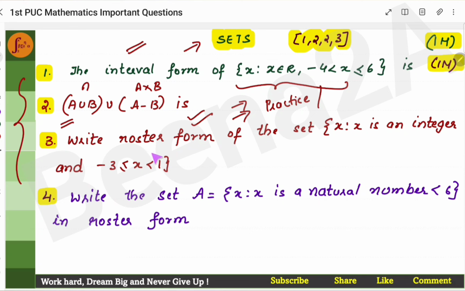Then another important question is to write the roster form of the set. You have to write this in the roster form. Next one is, you have been given a set which is defined this way, and you will have to write this in roster form.